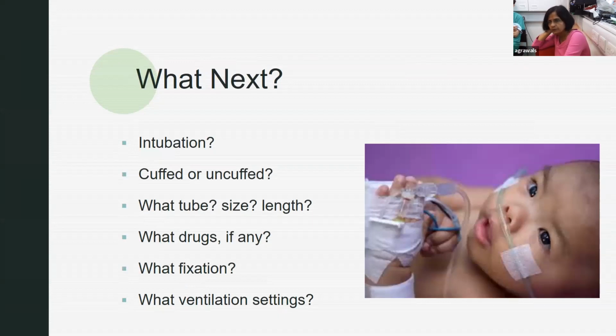So what next? We've tried all these things, and if none of these are effective enough, or this could also be a pre-intubation stabilization of the patient. Are we looking at intubation? If you're thinking about intubation, whether or not you would use a cuffed tube or a non-cuffed tube, what do you think?